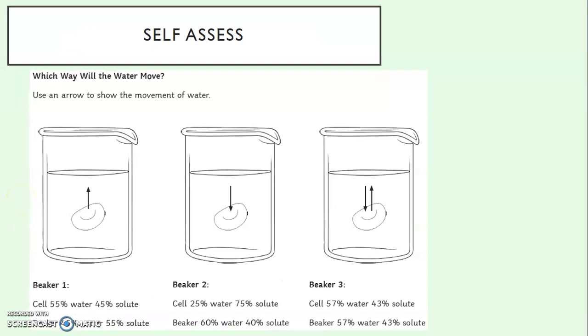Okay, so here are your answers, folks. What you've got is in beaker 1, it's going to be moving out of the cell because it is more concentrated outside. There is more water inside. Okay, then in beaker 2, the water is going to be moving into the cell because inside this cell, it is much more concentrated. So it's a 75% solute compared to 40% solute outside. And then finally, beaker 3, what's going to happen here is the water is going to move in and move out. So the overall movement will be 0. And that is because the concentrations inside and outside of the cell are the same.